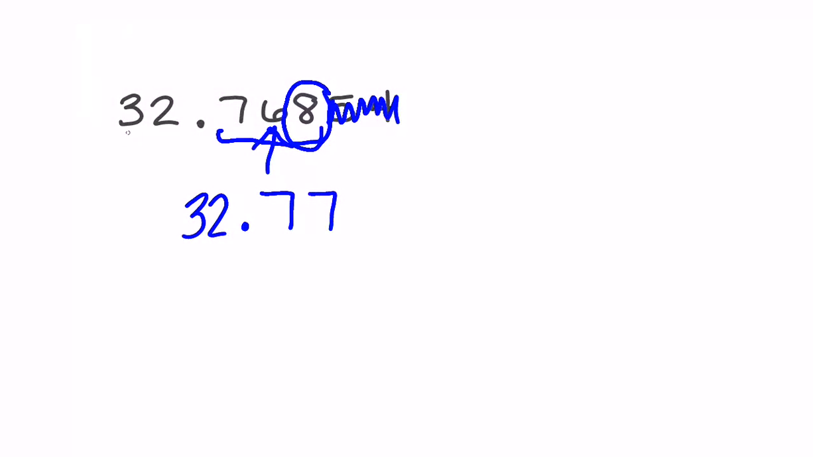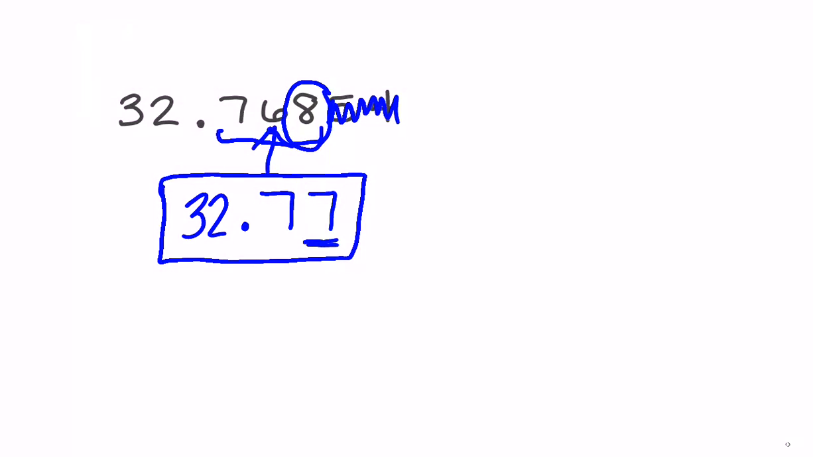So instead of 32.76, which is how it started, now we have 32.77. The reason that the 2nd digit changed to a 7 is because of this 8 right here. When this 3rd place is 5 or bigger, it makes the 2nd digit jump up.